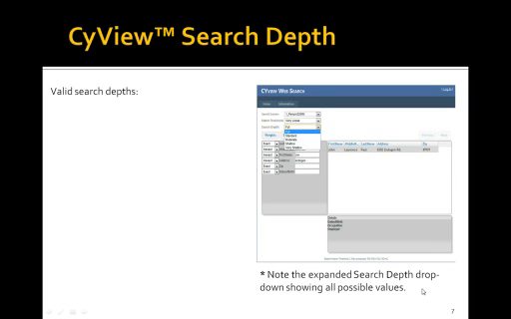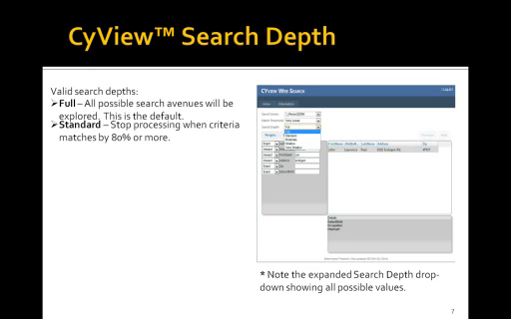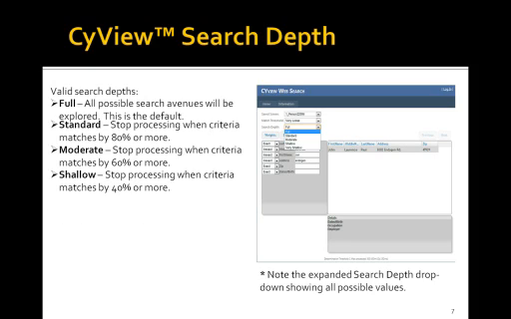CyView comes with the ability to configure the search processing by setting the search depth. There are 5 valid search depths that can be set. Full, all possible search avenues will be explored, and this is the default. Standard, processing will be stopped when criteria matches by 80% or more. Moderate, 60% or more. Shallow, 40% or more. And finally, very shallow, 20% or more. Note on the example screen the expanded drop-down showing all possible values.